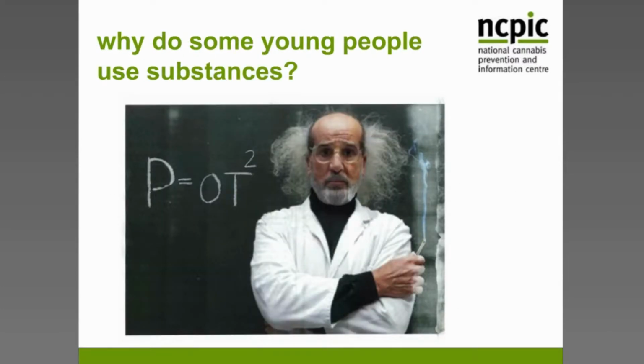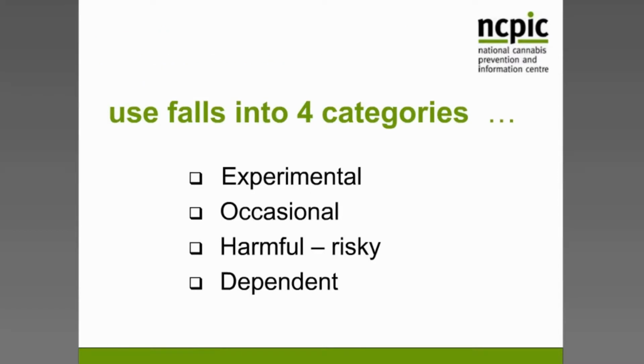Okay, so again, going through these hopefully very quickly. Why do some young people use substances? Well, because they can. No, I'm just kidding. Because they do. It usually falls into 4 categories: experimental, occasional, which again is, like I said, functional. It's fun, it's there, you just do it. And then harmful, that's risky, because that level of use becomes always attached to some fairly significant risks. And then you can become dependent.